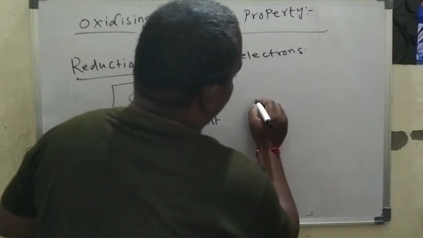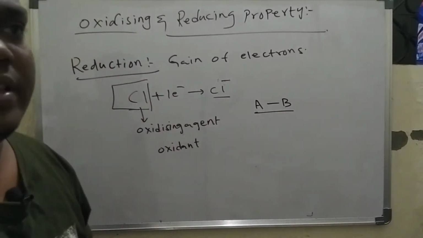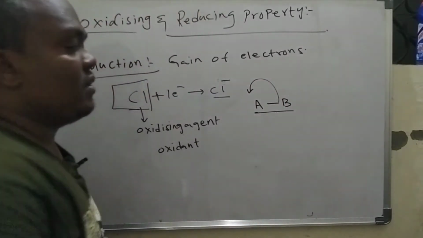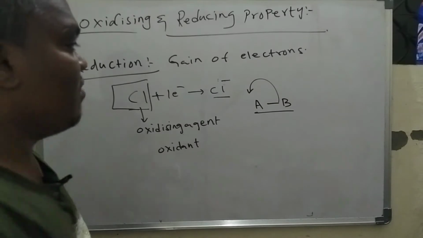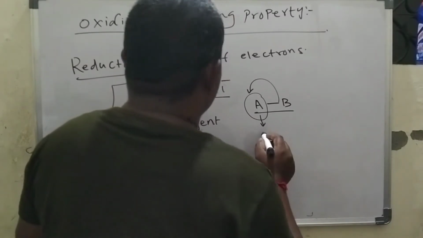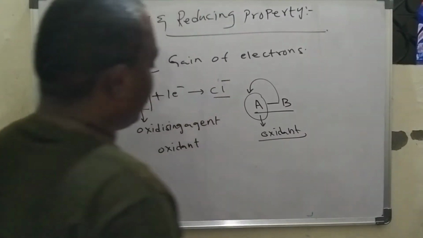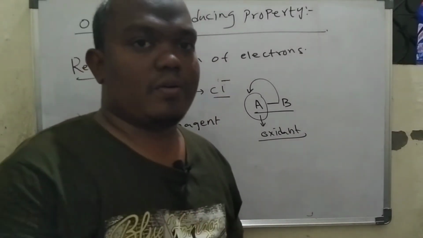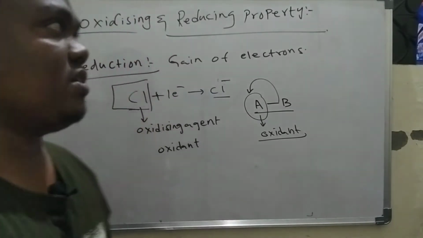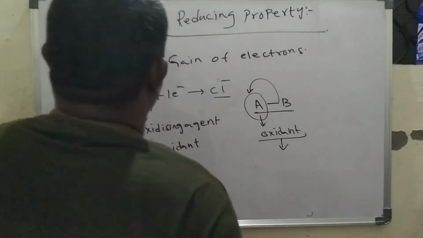Let me imagine that there is a bond between A and B. A is more electronegative and pulls the shared pair of electrons towards its own direction. Then A is called an oxidant. So in a covalent bond, pulling the shared pair of electrons towards itself is called oxidizing property. This is nothing but an oxidant.